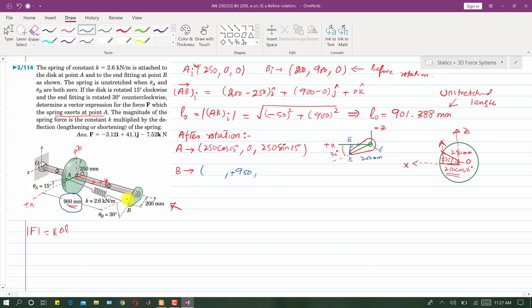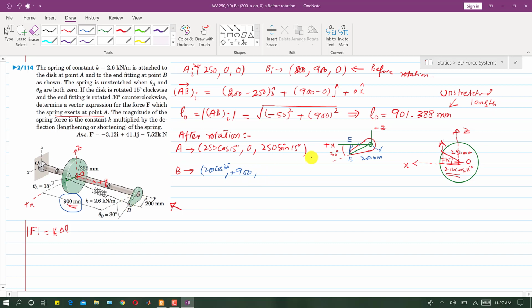Then we need to travel this straight distance, right? This straight distance, that O dash E. So this straight distance is what? It is the cos component of 200 mm. So let me write it here. It will be 200 cos of 30 degrees, right?